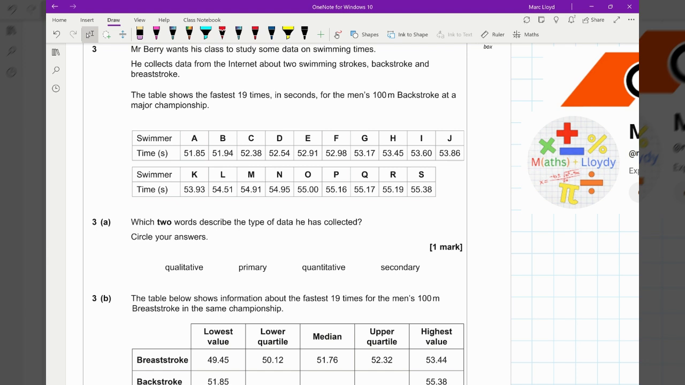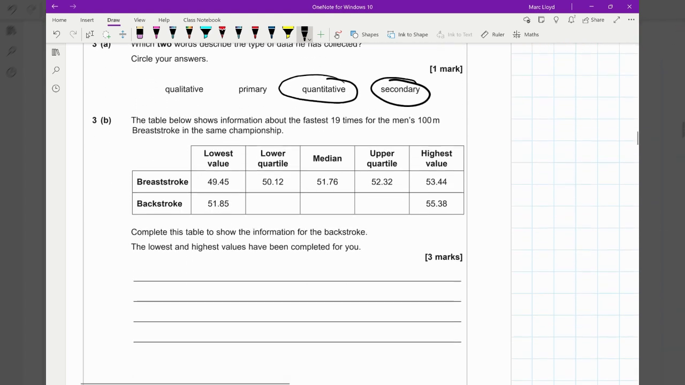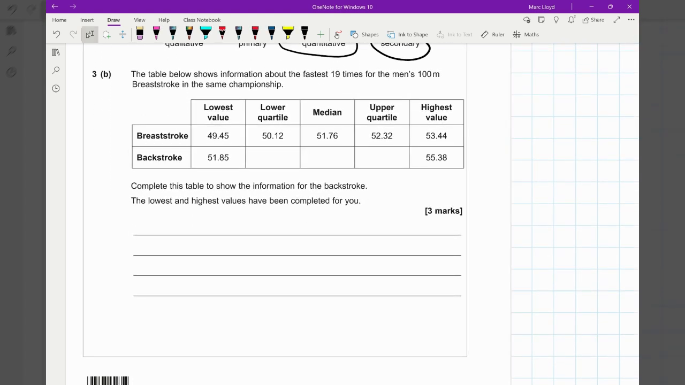Right, so where's he got this data from? He's got it from the internet. So technically, he wasn't there recording the data, so it's secondary data. Now, this is not qualitative data because it's numerical, and that makes it quantitative. Look at that, you've got to circle two of them just for the 1 mark. Crazy. Right, 3B.